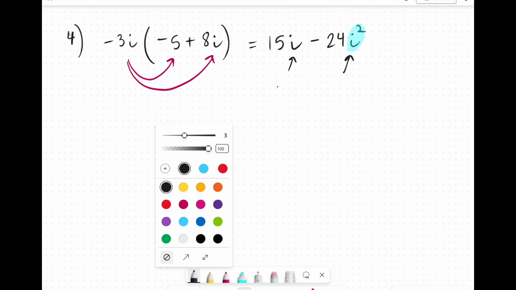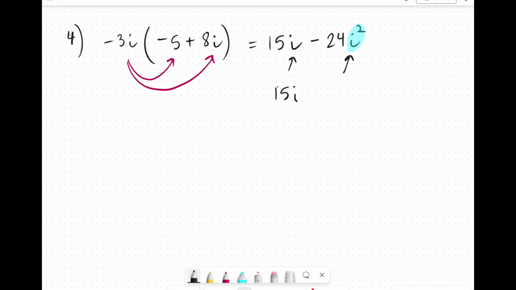So here you have 15i minus 24 times negative 1. Negative 24 times negative 1 becomes positive 24.